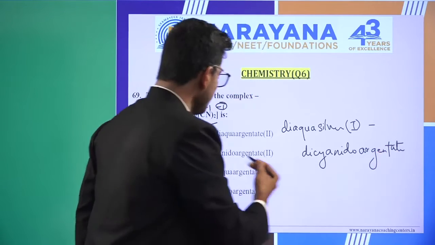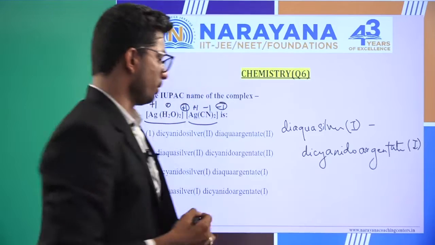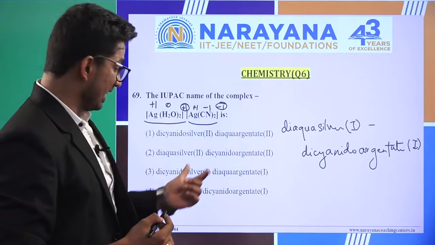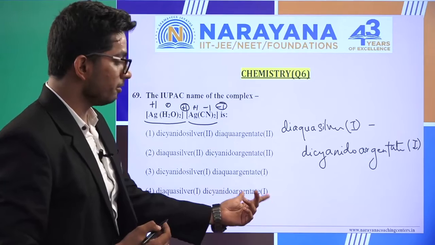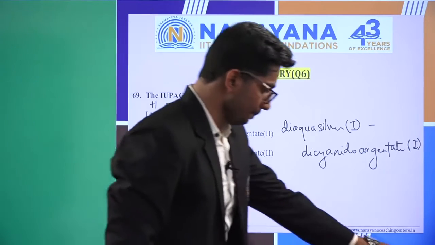And what is the charge again? The charge is 1, so again we'll use the Roman numeral. So here we have diaquasilver(I) dicyanoargentate(I). So the answer is option number 4. Let's move to the next one.